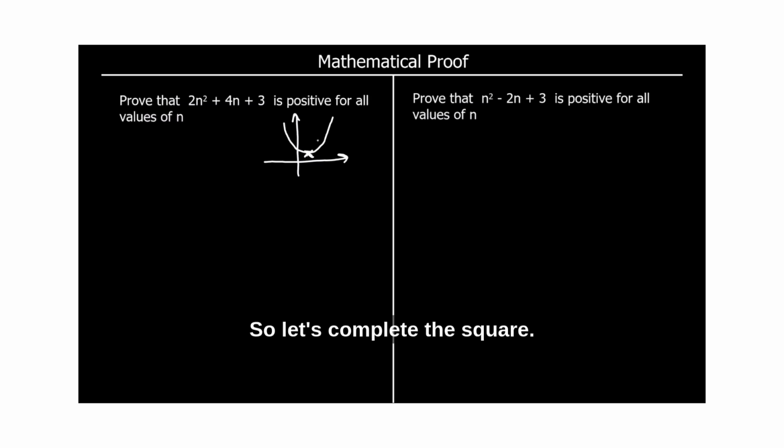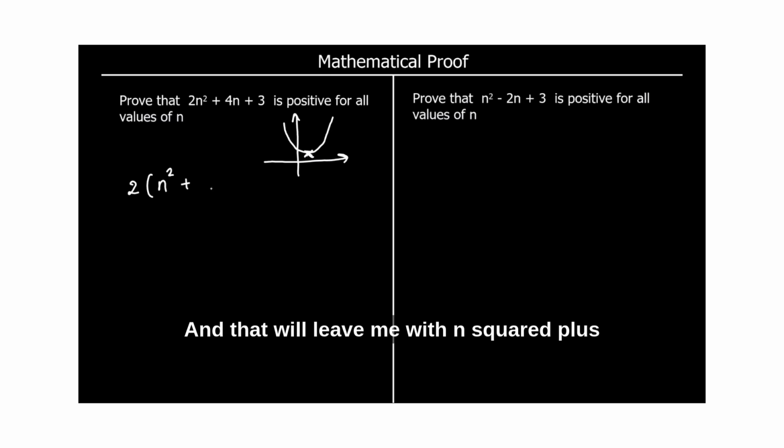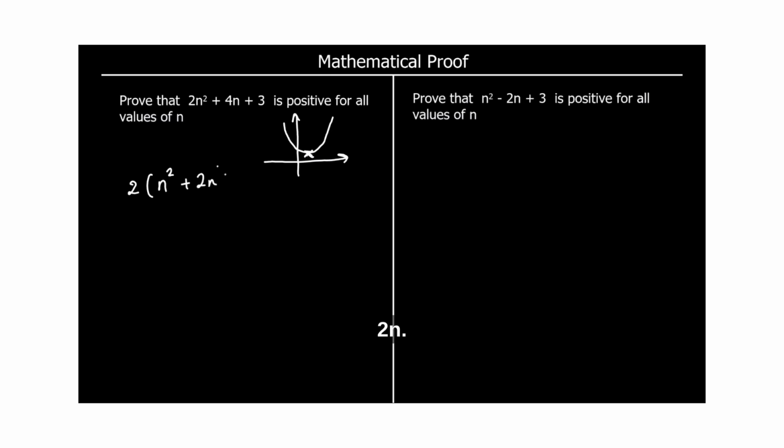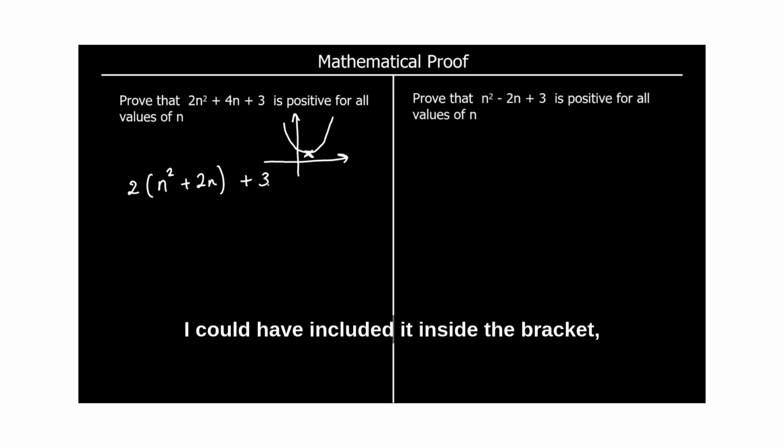So let's complete the square. I want to factorize out a 2 to start with. So I'll take 2 on the outside, and that'll leave me with n squared plus 2n. I'll leave the 3 out. I could have included it inside the bracket, but I'm going to leave it on the outside. I'm going to complete the square on this middle bit, n squared plus 2n.